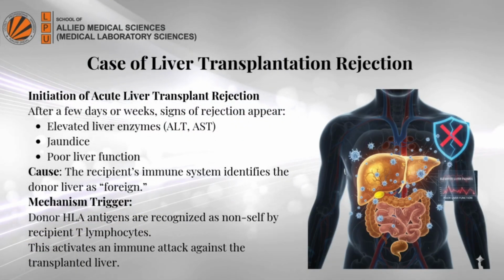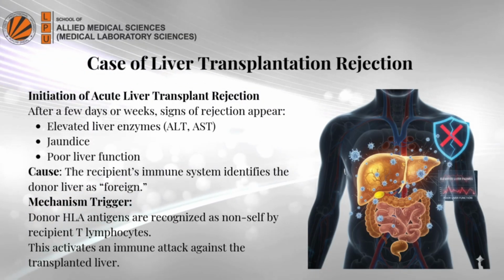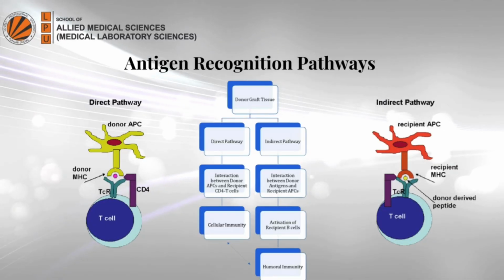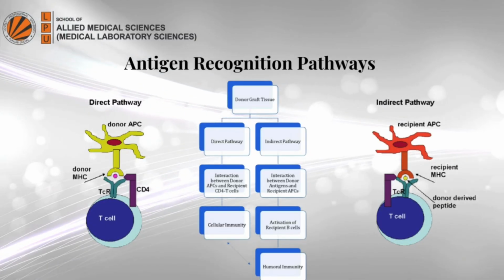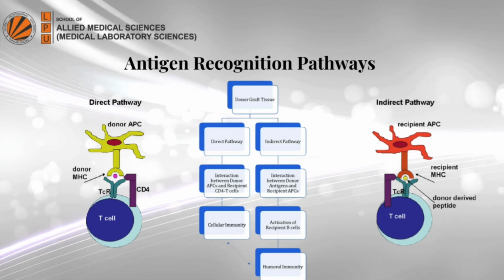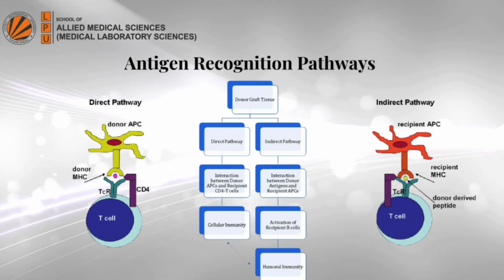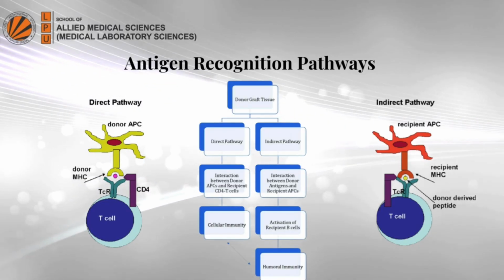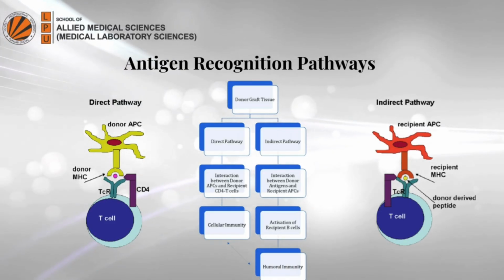The process begins when donor antigens, especially HLA, human leukocyte antigens, are recognized as non-self by the recipient's T lymphocytes. This recognition occurs through two main pathways. Direct pathway: donor antigen presenting cells, APCs, from the transplanted liver present donor antigens directly to the recipient's T cells. Indirect pathway: the recipient's own APCs process donor antigens and then present them to T cells.